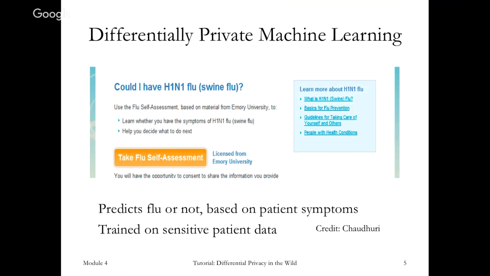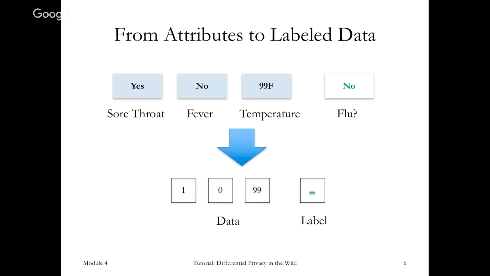So first, this is a very simple but real-world example to show machine learning problems. Here, we want to come up with a predictor to predict whether a person has the flu or not based on the symptoms. And this predictor is actually trained on sensitive data of the patients. So these machine learning algorithms can be simplified into this format.